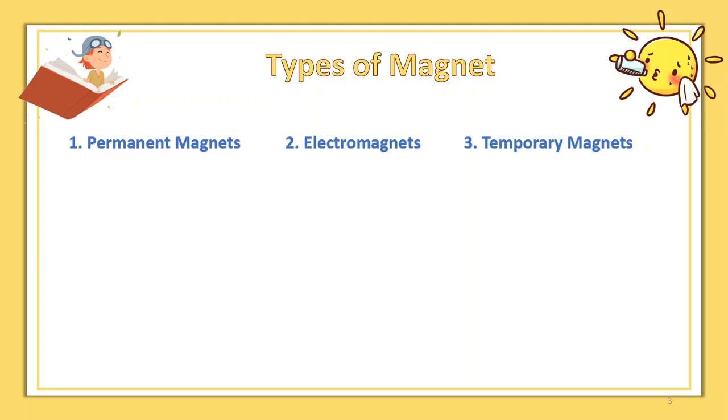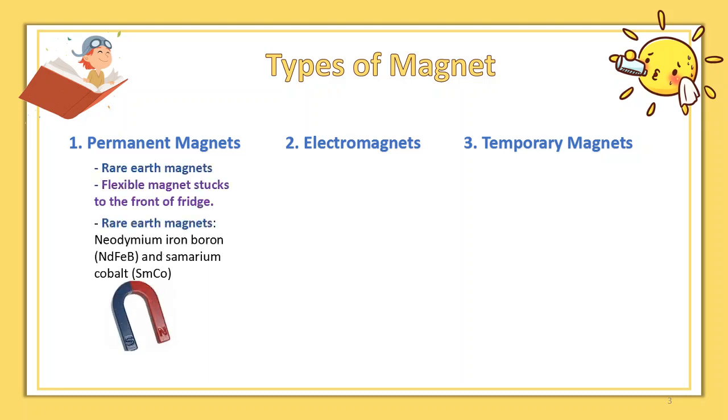Permanent monads are rare earth monads, can be found in the nature. You can find it from the refrigerator door, which consists of flexible monads stuck to the front of the fridge. The material we call neodymium iron boron and submarine cobalt.